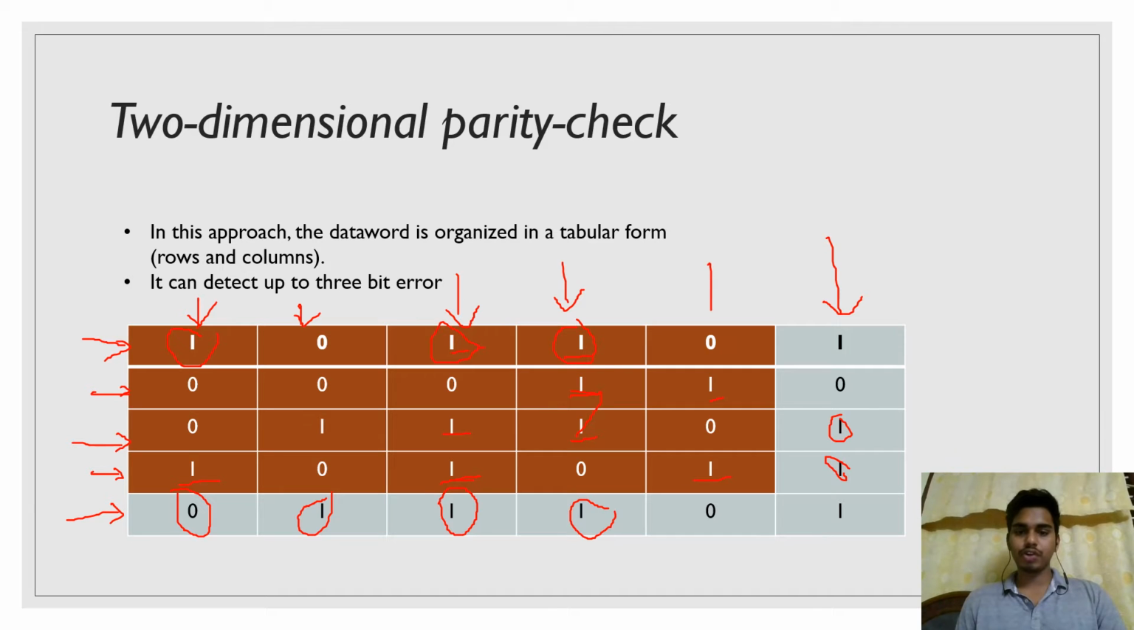In the same way, in this column, the total number of ones is 2, this bit and this bit. So the total number of ones in this column is 2, so the parity bit of this column will be 0.